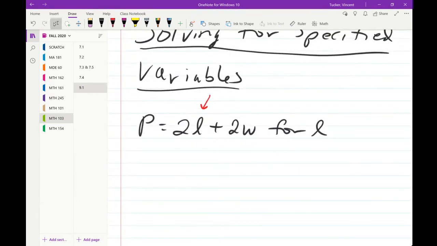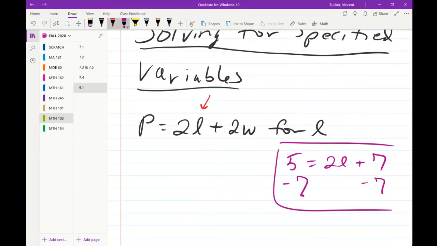All right, so I would treat these terms the same way I would treat numbers. What I mean by that is if I had 5 equal to 2L plus 7, the first thing I would do is subtract 7 from both sides. So that's the same thing I would do over here with this expression. I have P equal to 2L plus 2W. I'm going to subtract 2W from both sides. So these letters represent numbers. They're just unknown numbers, but we can treat them the same way we would treat our numbers.